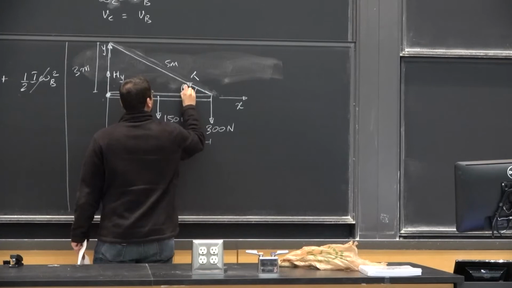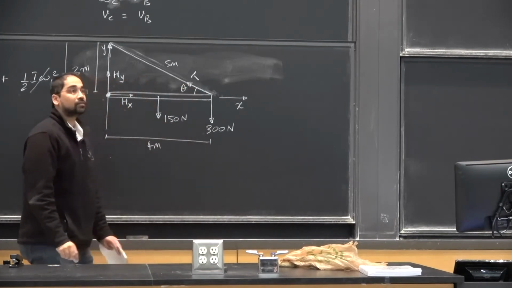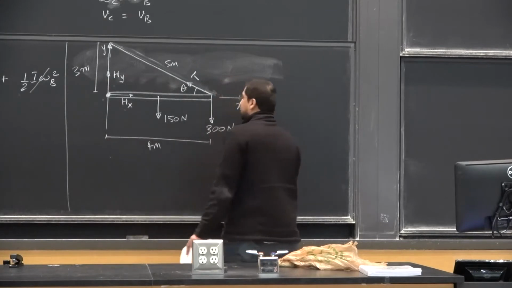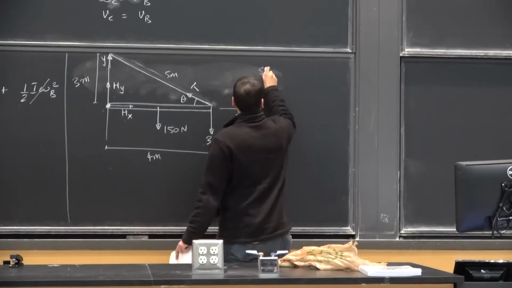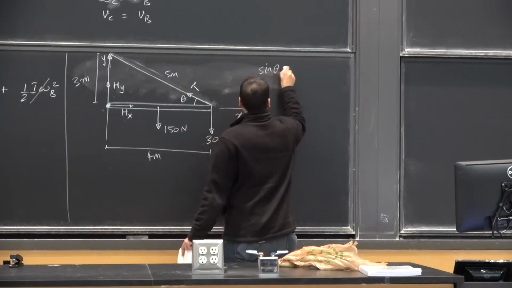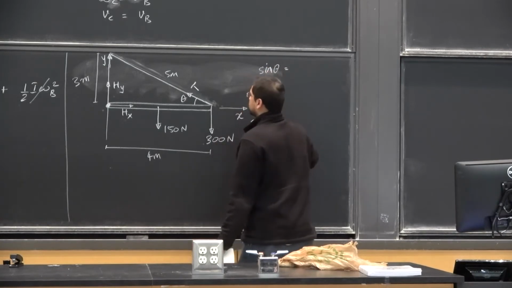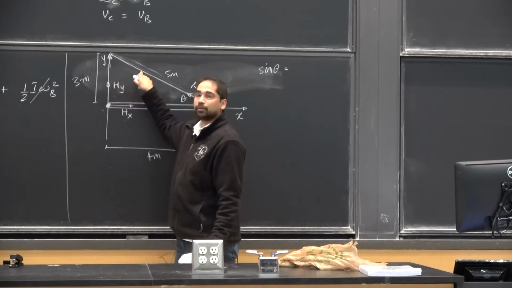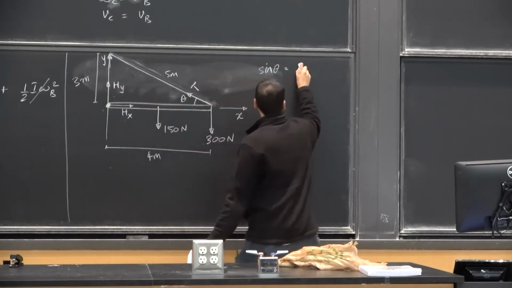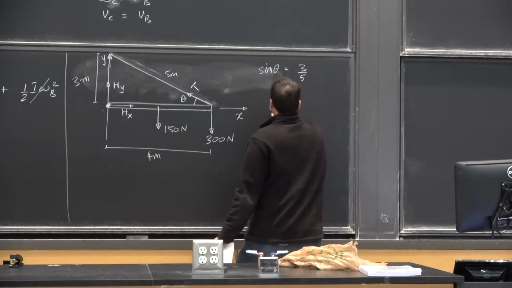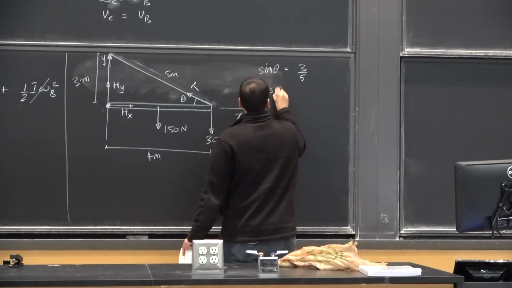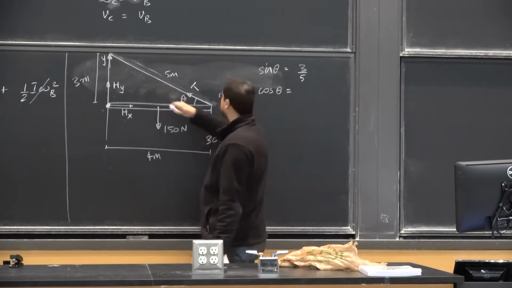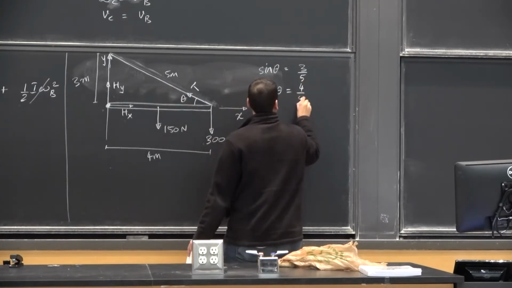If I consider this angle to be theta, the angle the string makes with the beam, then sine of theta is opposite over the hypotenuse. So this is 3 over 5. Cosine of theta is the adjacent over hypotenuse, so this is 4 over 5.